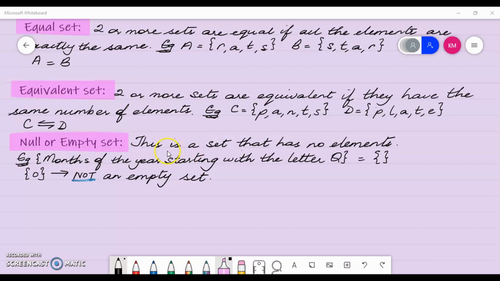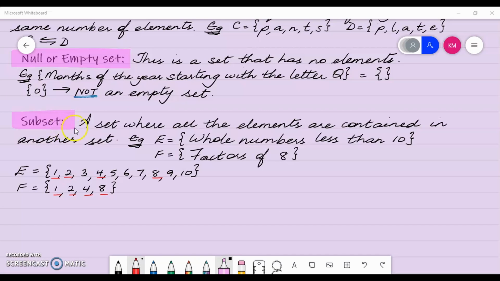Now we need to pay special attention to this here. If 0 is inside the curly brackets, it is not an empty set. 0 is going to be an element of that set. Remember, 0 is a number. So once you have anything inside the curly brackets, it's considered to have some sort of elements in it, right? So to denote a null or empty set, it is simply 2 curly brackets without anything in it.